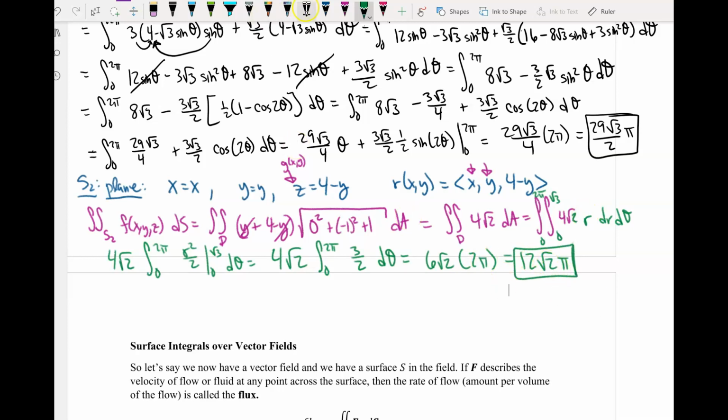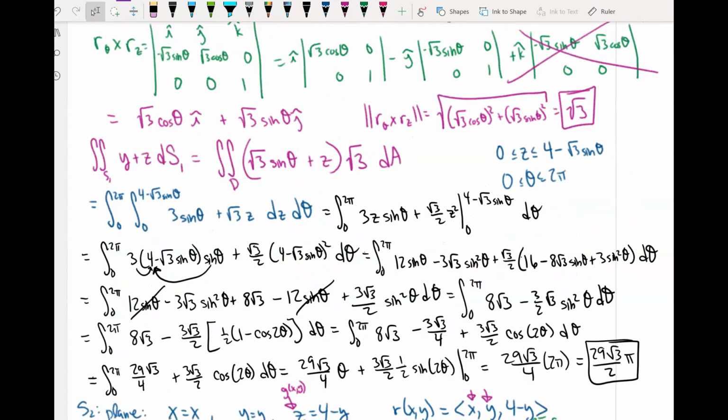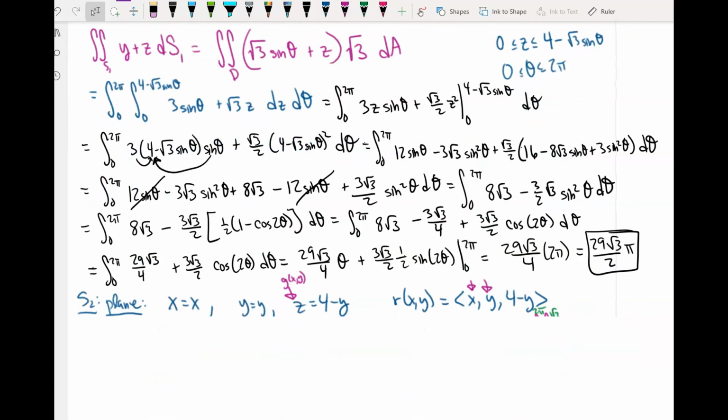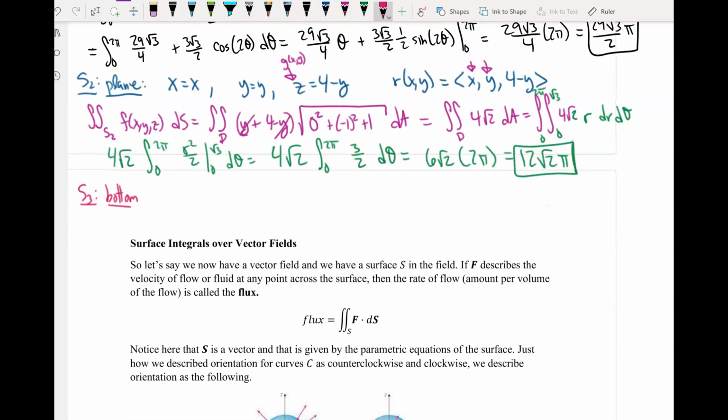All right, and then our last one, which is S3, and that's just the bottom part, the bottom disk. Notice that the equation of this bottom disk is just z equals 0, right? So this x squared plus y squared is less than or equal to 3. That's just in the xy plane, that's just z equals 0. So the bottom part is going to be z equals 0. And then you can just let x and y be just x and y. So our parametrization is just x, y, and then 0.